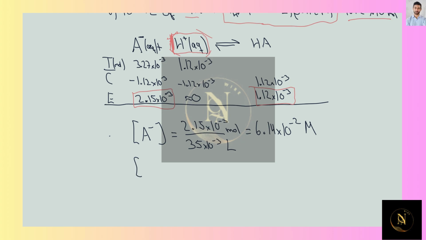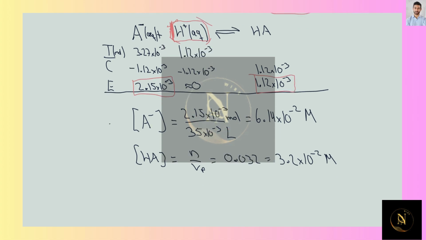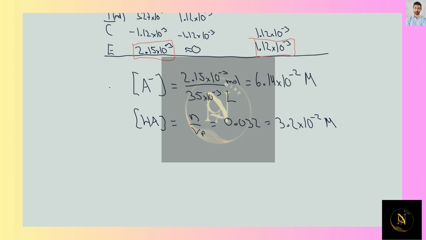Now, for HA, doing the same procedure and dividing by the final volume, we end up with 0.032, which is 3.2 times 10 to the minus 2 molar. Perfect. So far we have found those concentrations, but we still need to find the value for H3O plus in order to get the pH of the solution for part B.